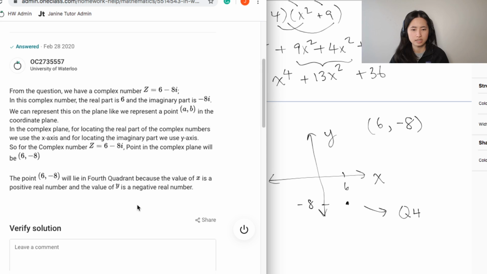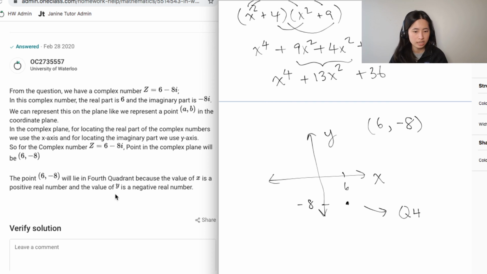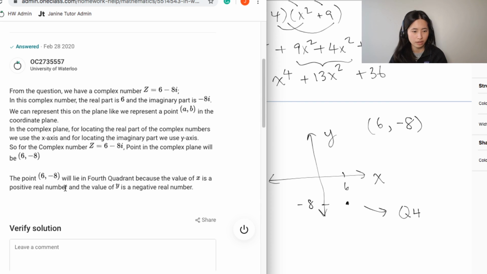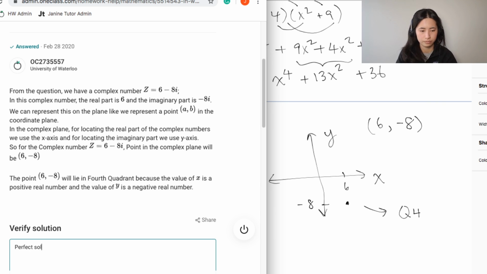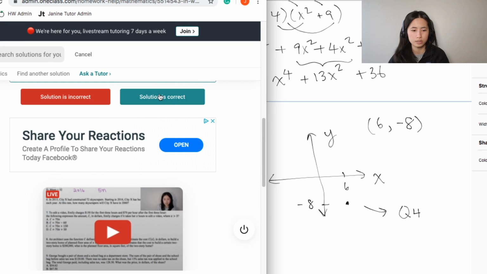Okay, so I don't think this is really that hard. Let's see what they wrote. So we have (a, b), that's what they did, and that's what we did. And then you have the complex number 6 minus 8i, a point in the complex plane would be (6, -8), exactly what we did. The point (6, -8) will lie in the fourth quadrant because the value of x is a positive real number and the value of y is negative. Yeah, it's pretty much what we did. So perfect solution and answer. Okay, great. So the solution is correct.